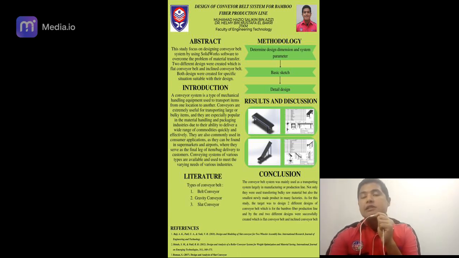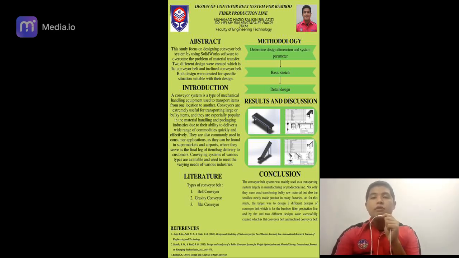So next is the objective of the study. In this study, there are three main objectives. The first one is to create two different designs of conveyor belts. The second one is to design a conveyor belt system itself for the bamboo fiber production line. And the third one is to design the structure for the conveyor belt system itself.